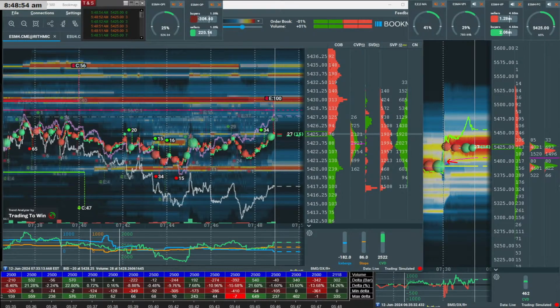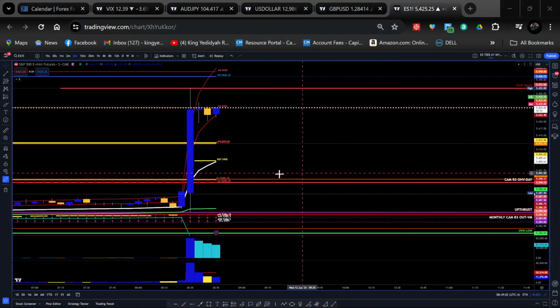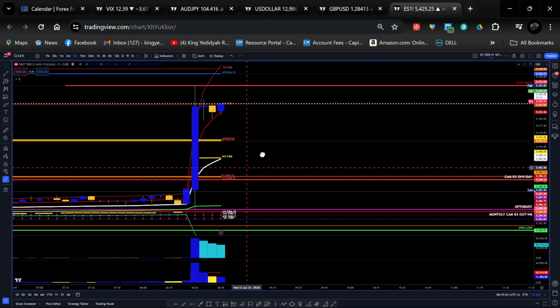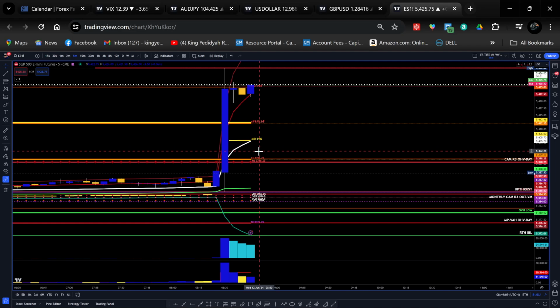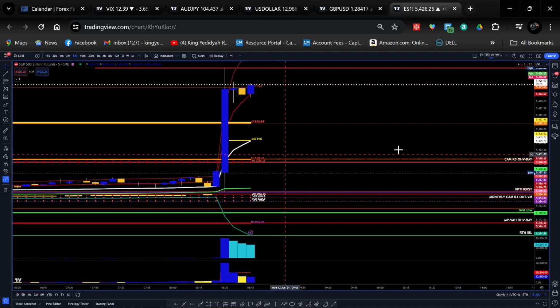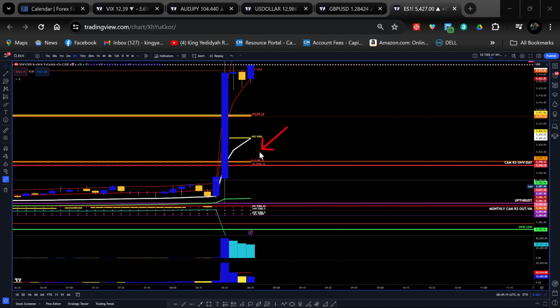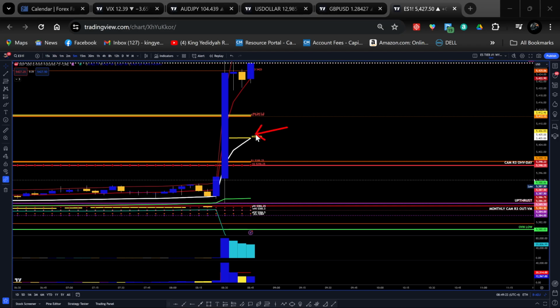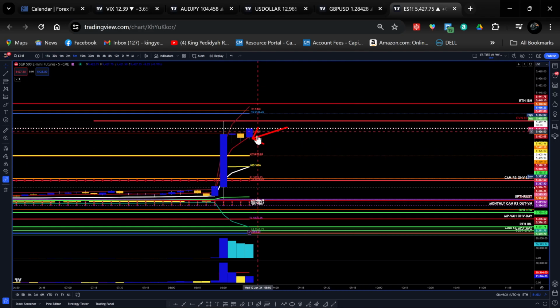So let me just go back to TradingView. Basically, that's my setup right there: a retest of VWAP, 5400 area, somewhere around here, the base of this move, R1, 53.99.25. That's floor pivot R1 right there. So anywhere around this area, basically a VWAP retest.